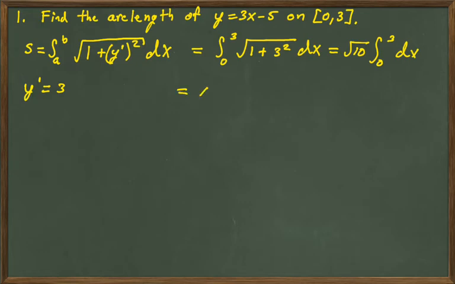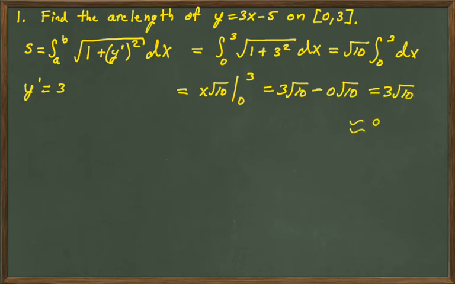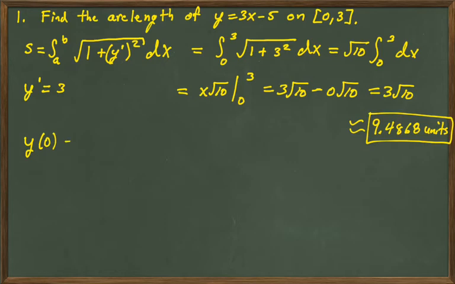So the integral of 1 is x. So x times the square root of 10 evaluated from 0 to 3. And that's going to give us 3 square root of 10, okay, which is approximately 9.4868 units. Okay. Now, I also said that we could use the distance formula because this is just a line. So we need to find the two ordered pairs. So to find the ordered pair that goes with 0, plug that in for x.